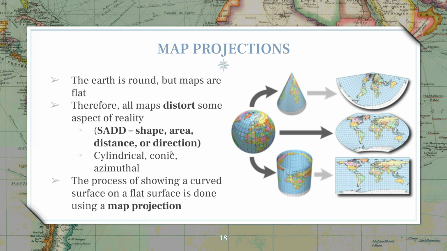Okay, these are the things that actually get distorted: shape, area, distance, and direction. We call it SAD because it's sad.